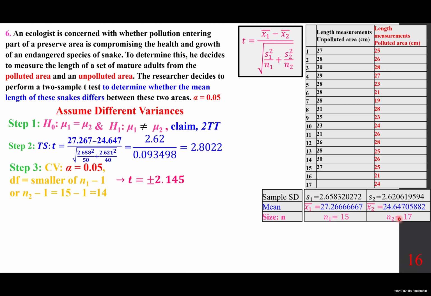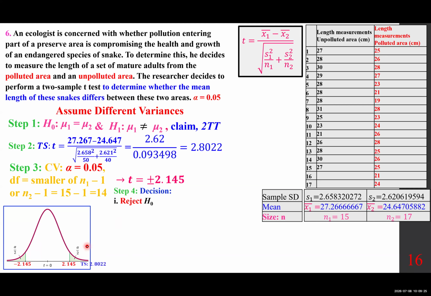Now, to understand this, we're going to do the drawing. The critical values are negative and positive 2.145. Test statistic is 2.8022, way larger than 2.145, way into the rejection region. Because of the location of that, reject H0.